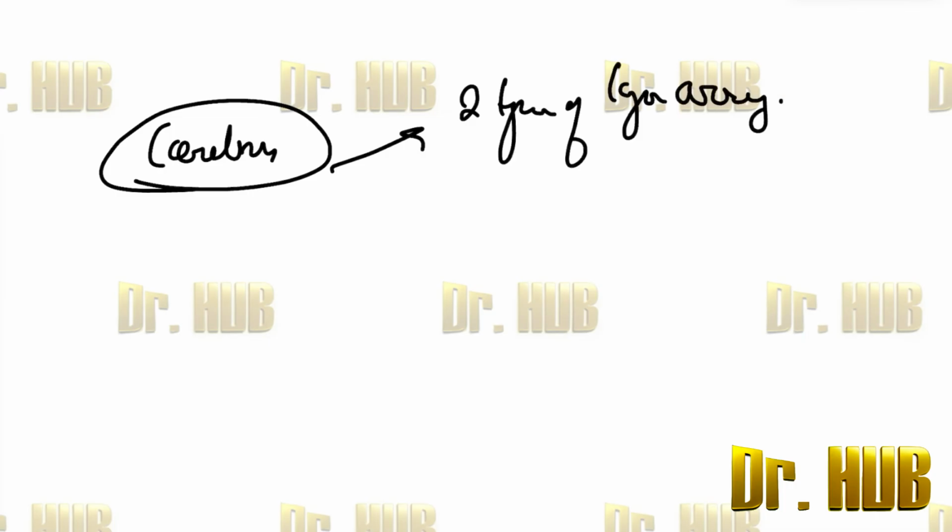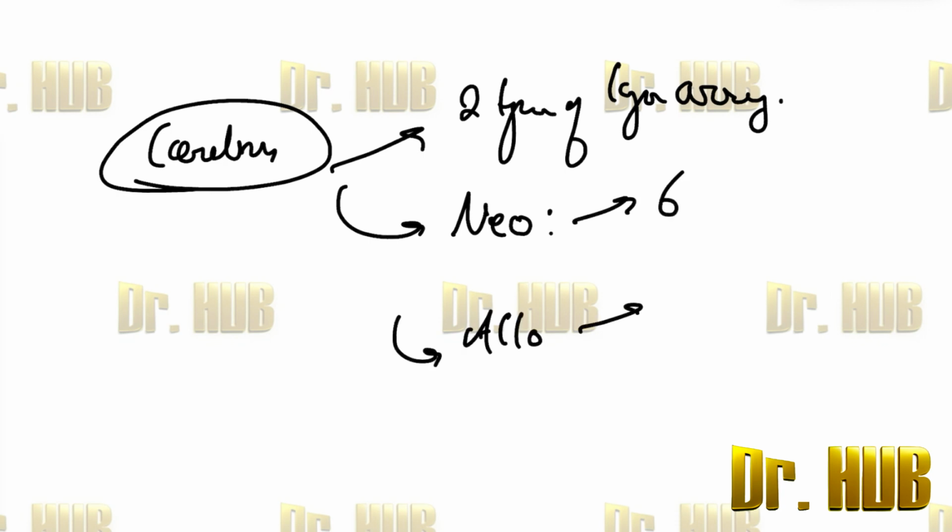Another thing to note is that the cerebrum has two types of layer arrangements. There is the neocortex, which has about 6 layers, and then comes the allocortex, which has about 3 layers.